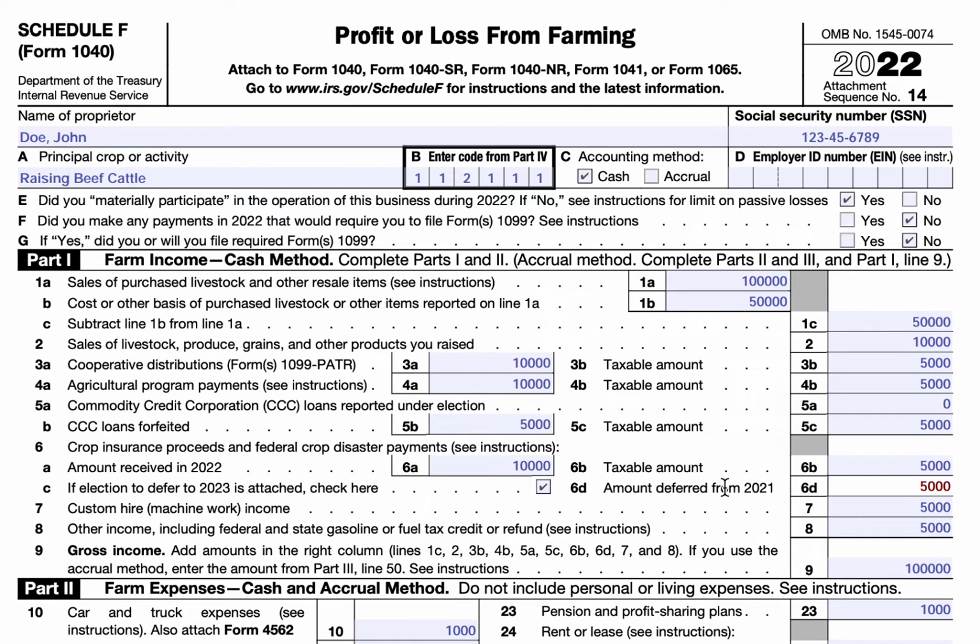Now, custom hire machine work income. This is work that you might have been hired to do specifically on a different farm that the other farmer could not have done themselves. You're going to report that in line 7.